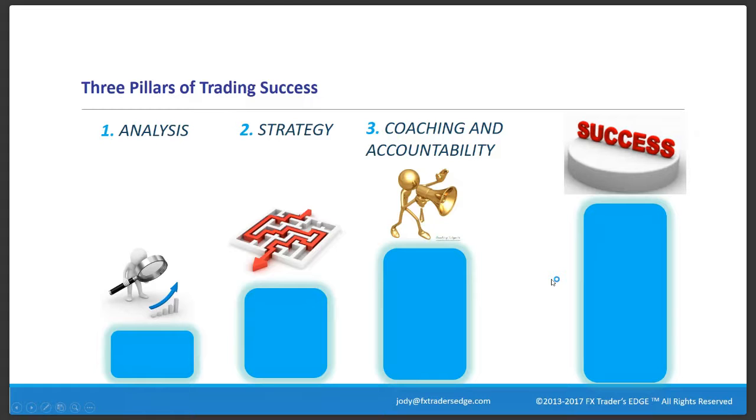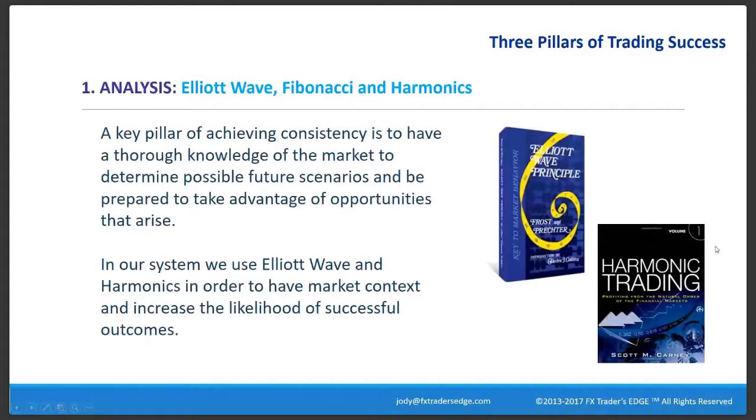When we talk about analysis, we're talking about having a thorough knowledge of the market to be able to determine possible future scenarios and be prepared to take advantage of opportunities that arise. So we use Elliott Wave, Fibonacci, and harmonics in order to have market context. When we have market context, we can limit the trades that we take, and we can maximize the likelihood of successful outcomes.